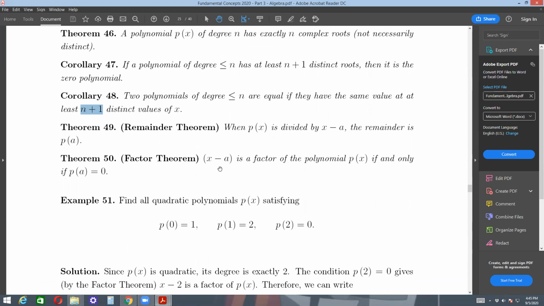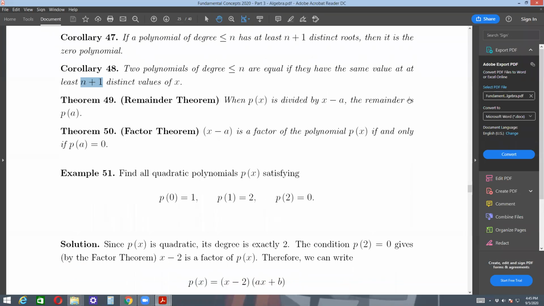So the remainder and factor theorem kind of go hand in hand. When p of x is divided by x minus a, the remainder is going to be p of a. Meaning if you long divide a polynomial by x minus a, you will always get the same value in the end as a remainder as if you had just substituted a into p of x. And then the factor theorem says, if x minus a is a factor of the polynomial, then it's related, because you're not going to have a remainder. Your remainder is going to be 0. So x minus a is a factor if and only if the remainder is 0, or if and only if p of a is 0.